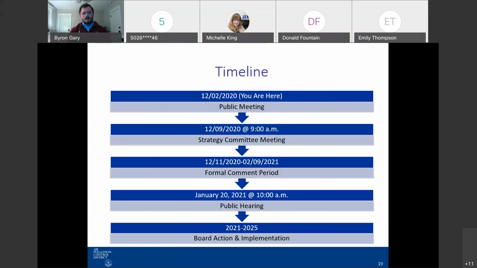But we invite everybody to join us, and the strategy committee will have an opportunity to review and consider whether to allow us to formally release this draft amendment for formal public comment. After that, beginning that next Friday, December 11th, we will begin a formal comment period. We have decided, because of the significance of this action, that will be for 60 days. So the comment period won't close until February 9th, 2021. And you are free to comment at any point during that period.